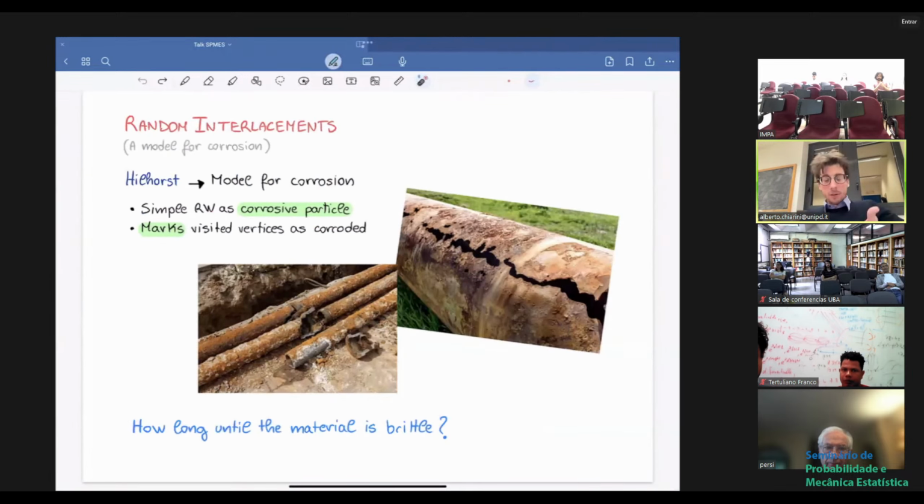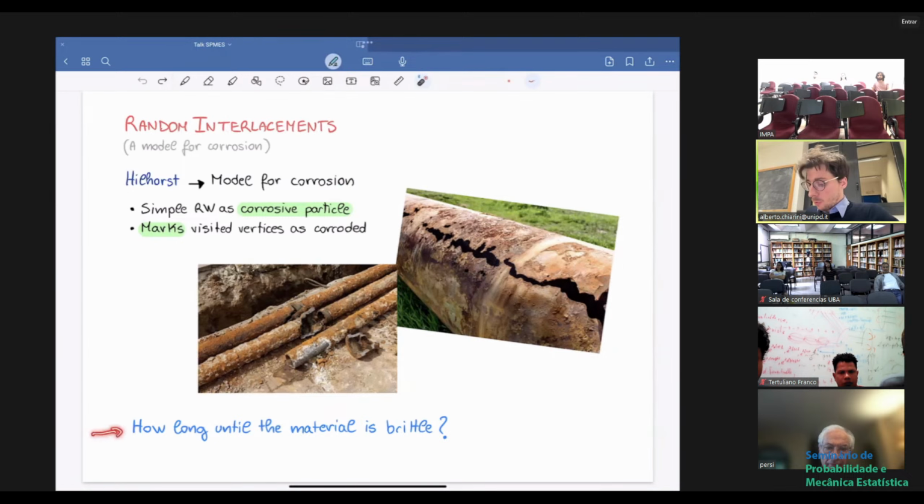So I want to speak a little bit about random interlacements for those of you who don't know it. And then I will come back to how this connects to the problem of today. So random interlacements started as a model by Hilhorst for corrosion. And Hilhorst was imagining the simple random walk as some corrosive particle wandering about, and the set of points visited by the random walk was said to be the set of corroded points.